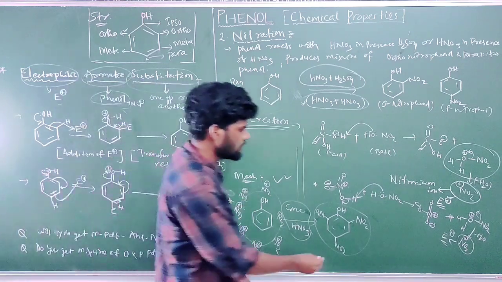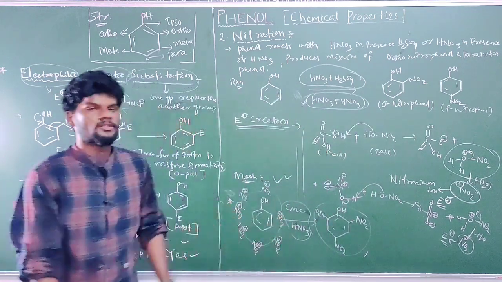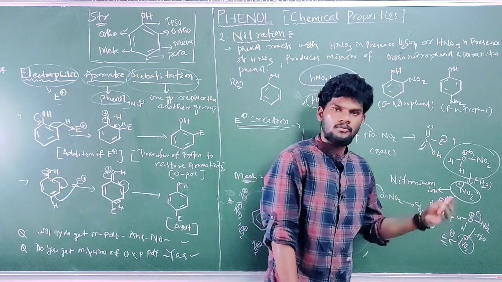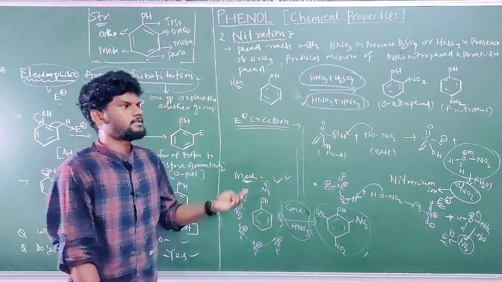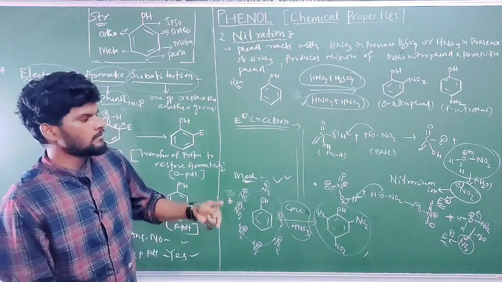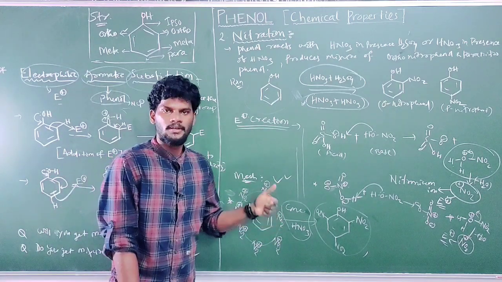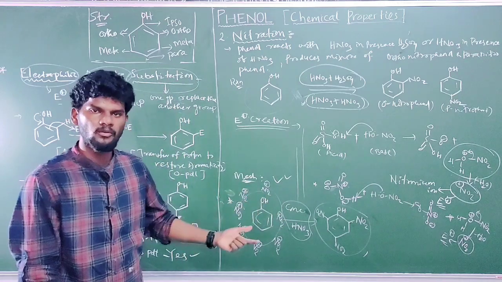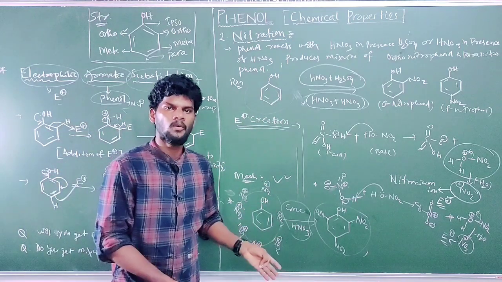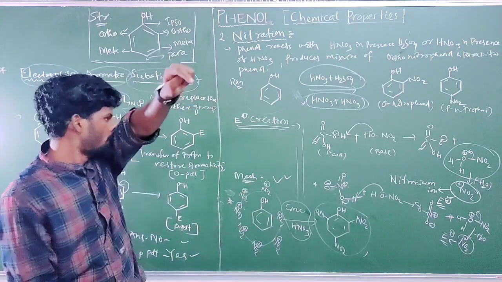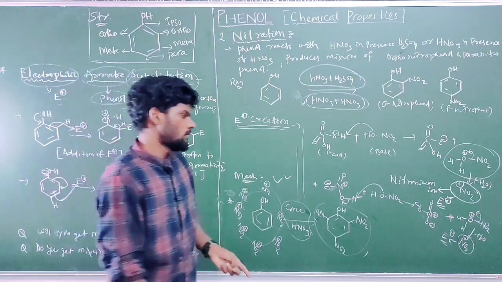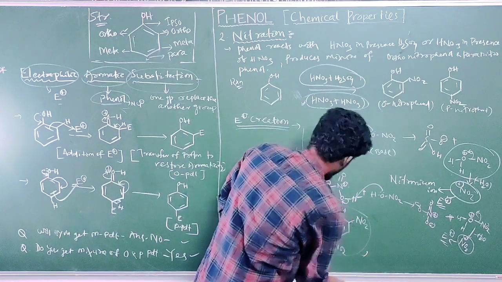But in case of dilute HNO3, the concentration of HNO3 molecules will be low, or you can say the number of HNO3 molecules in the solution will be low, and similarly the number of NO2 plus electrophiles which will be created from HNO3 will be low. So again surrounding the phenol ring, the NO2 plus electrophile will be low, so that is why it will form monosubstituted product or a mixture of ortho and para product. The reason is the concentration, as it is dilute HNO3.